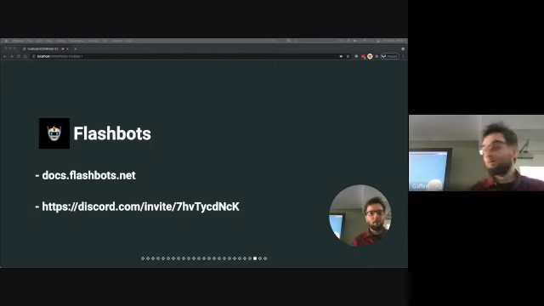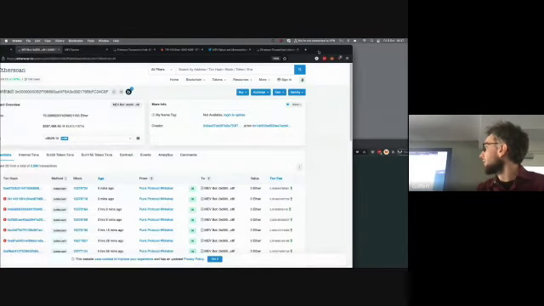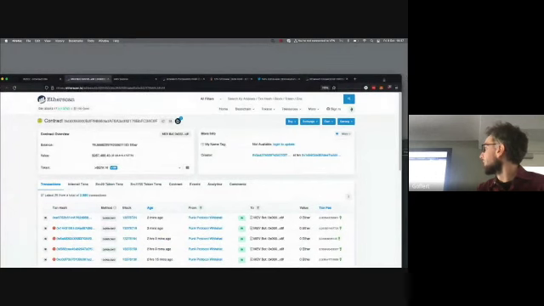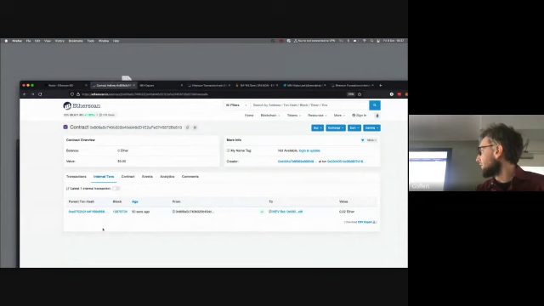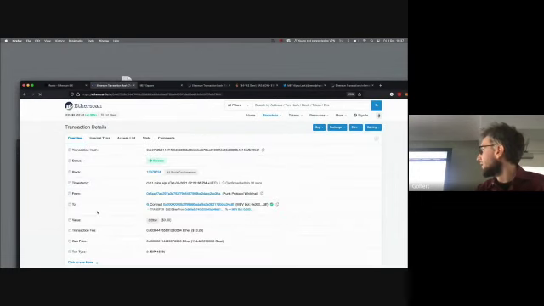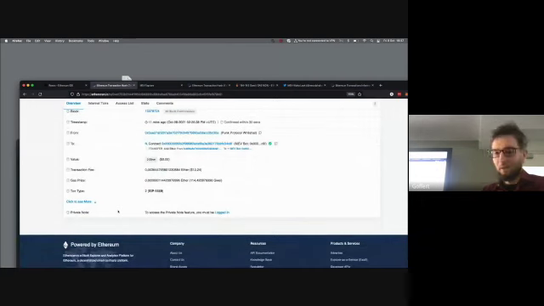So I'm not sure, maybe I can check. I don't think the transaction that took our money was made through Flashbots, but it may have been. So this transaction, no, this is just a regular transaction.